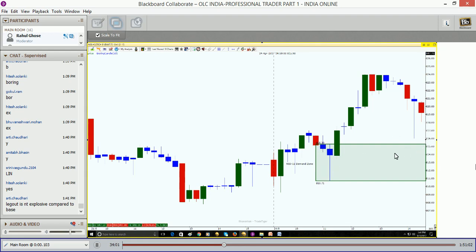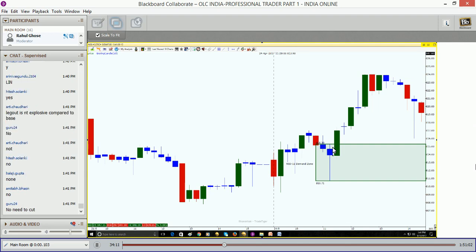would you agree that I have to cut candles or I don't have to cut any candles? I don't need to cut any candles.